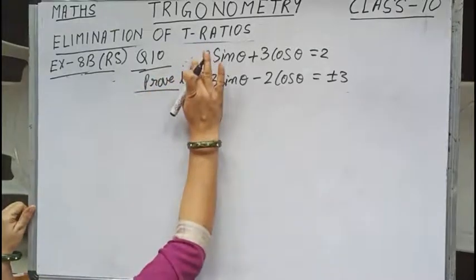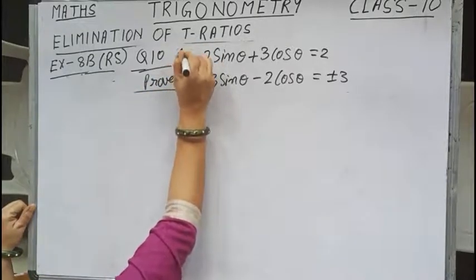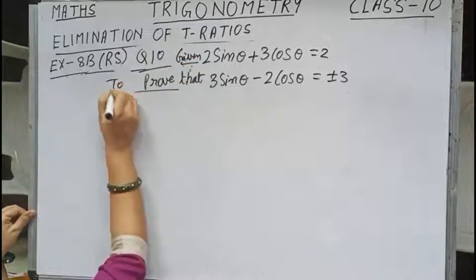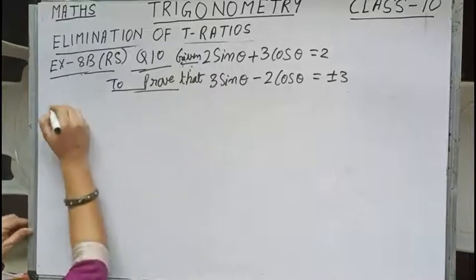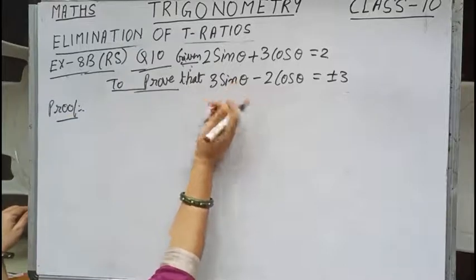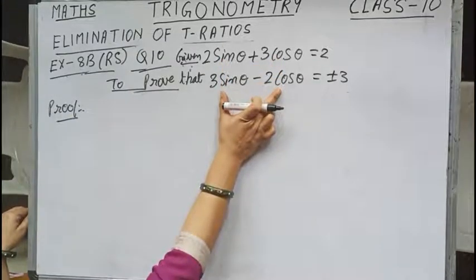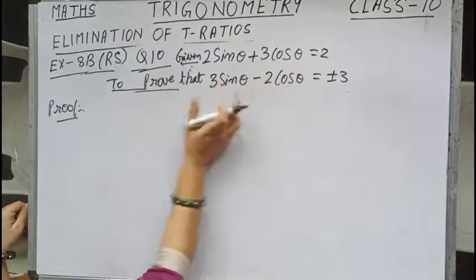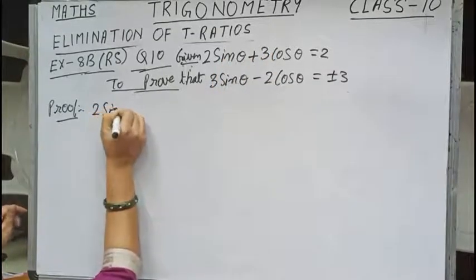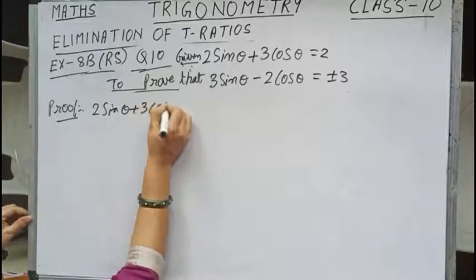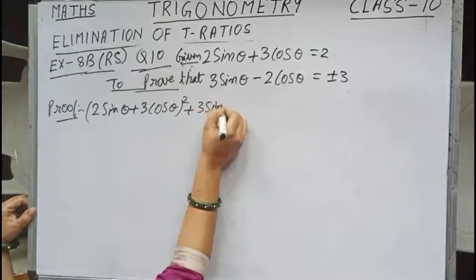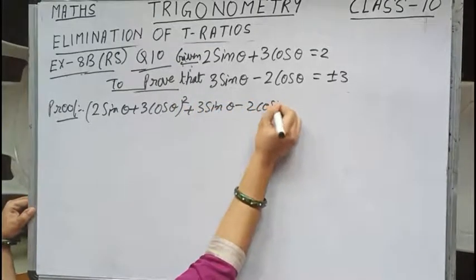In place of 'if', I am writing 'given', and in place of 'prove that', I am writing 'to prove that'. In the solution part you will be writing as such. In the proof, what we will do is square both the sides of the given part and the required-to-prove part also. So we are getting (2 sin theta plus 3 cos theta) whole square plus (3 sin theta minus 2 cos theta) whole square.